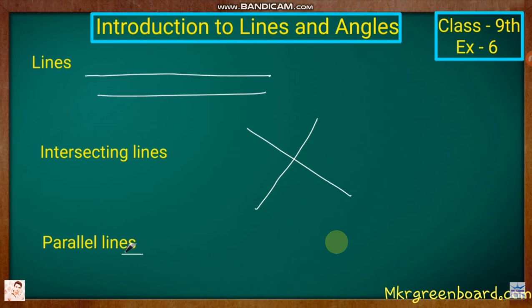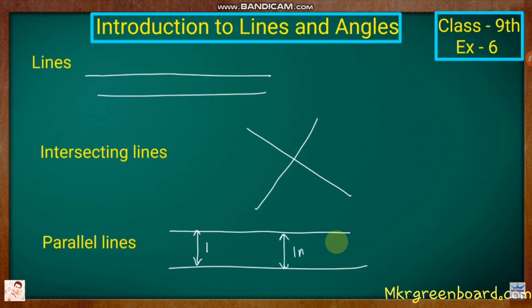Next we move to parallel lines. Parallel lines are nothing but lines where the perpendicular distance is the same between the two lines. See, this perpendicular distance is the same. So the definition of parallel lines is that the perpendicular distance is the same between two lines.